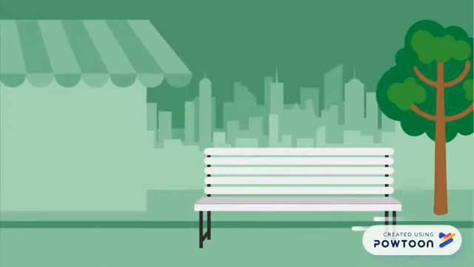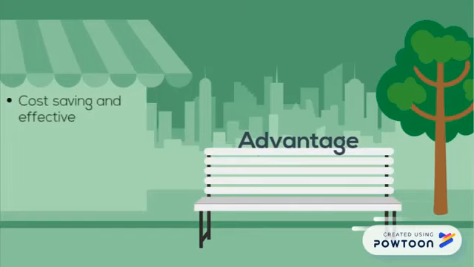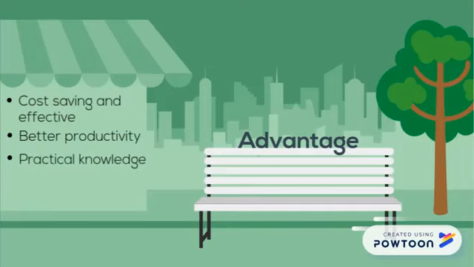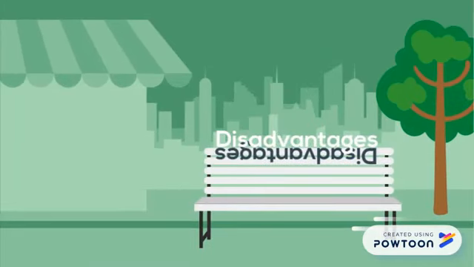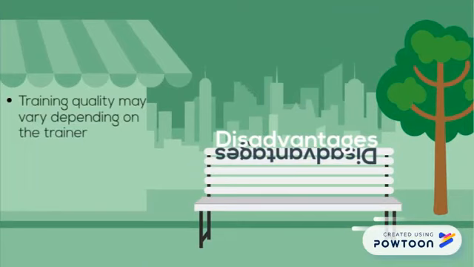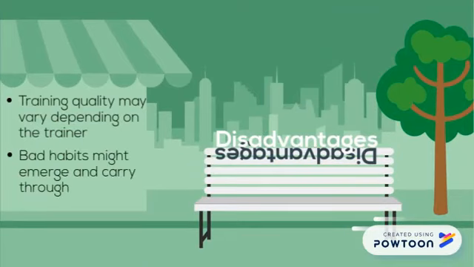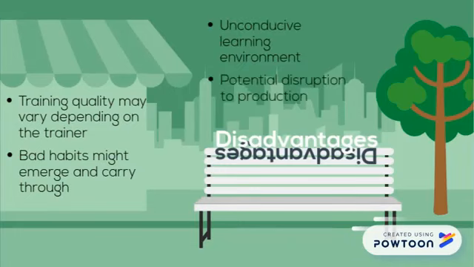Advantage and disadvantage of on-the-job training. Advantage: generally low cost but more effective. Employees are actually more productive. Opportunity to learn while working, and training alongside real colleagues. While disadvantage: quality depends on ability of trainer and time available. Bad habits might be passed on. Learning environment may not be conducive, and potential disruption to production.